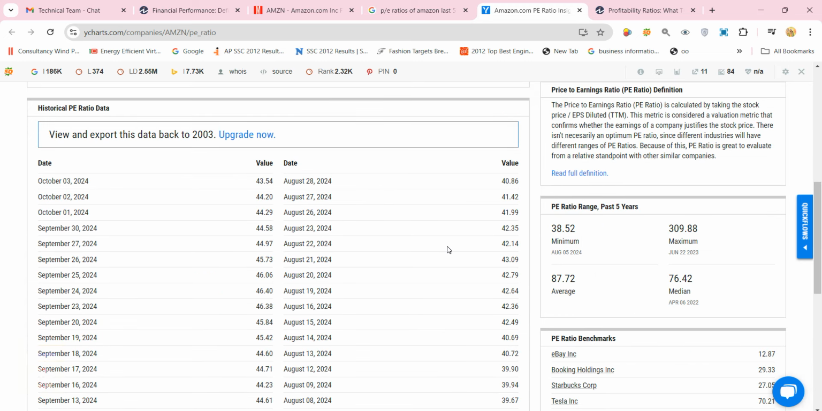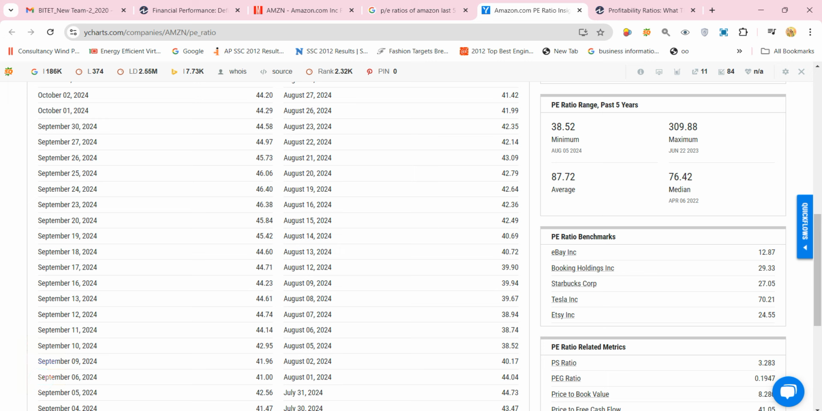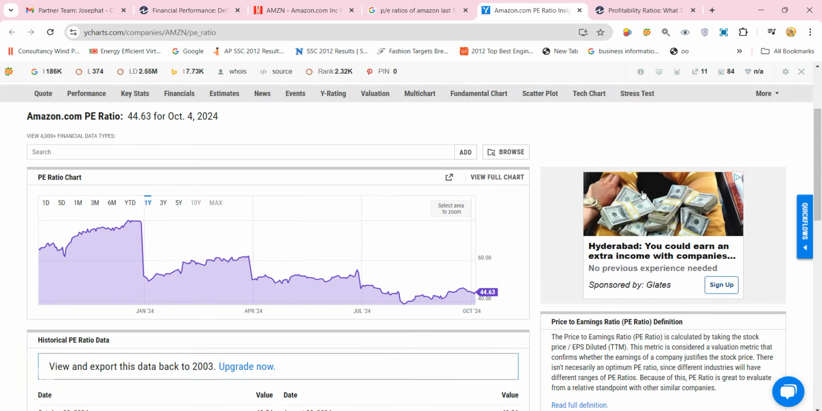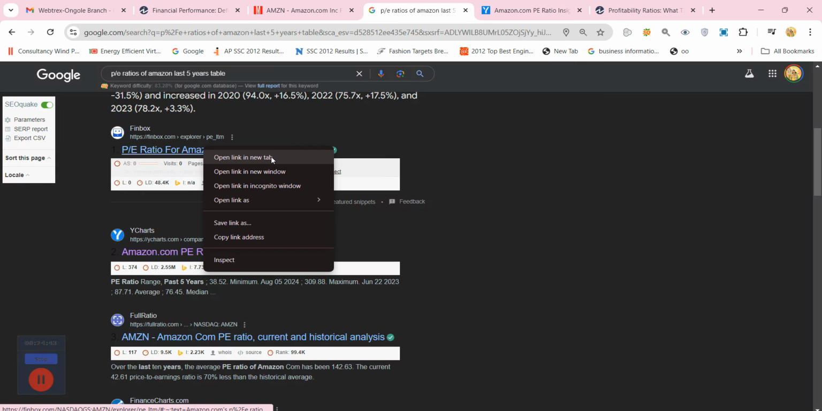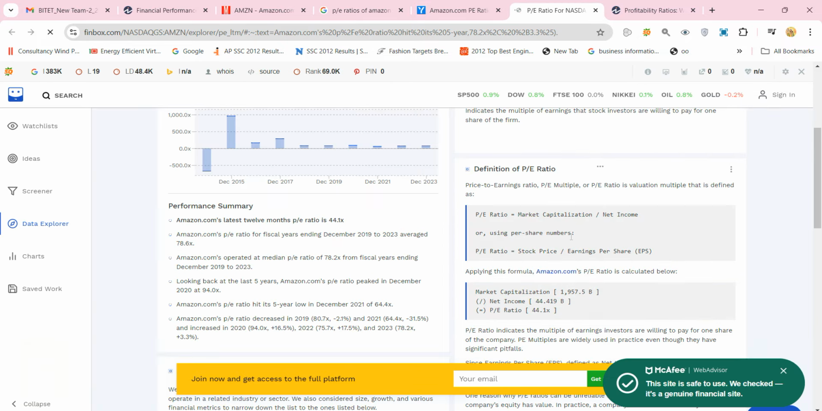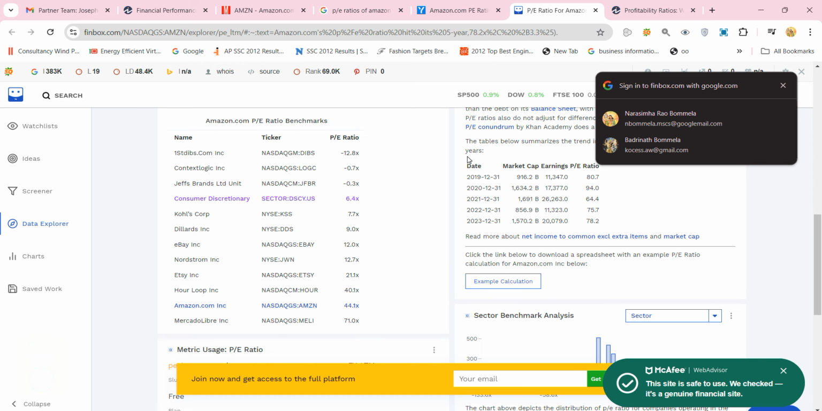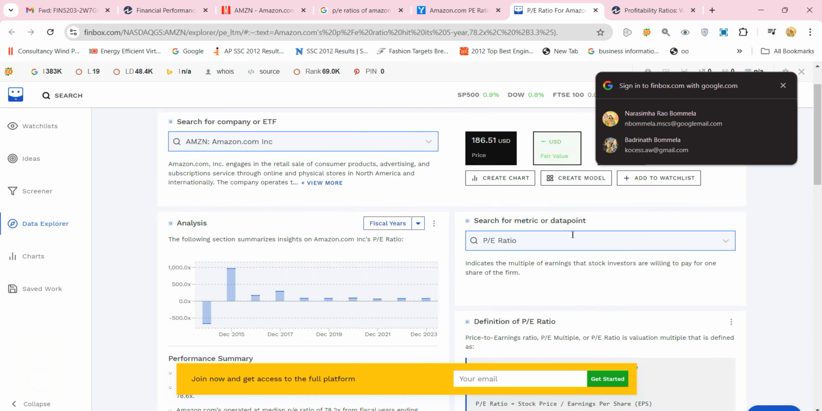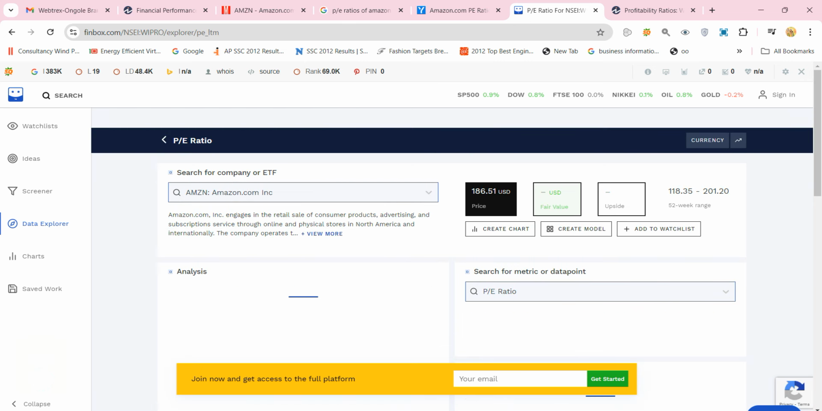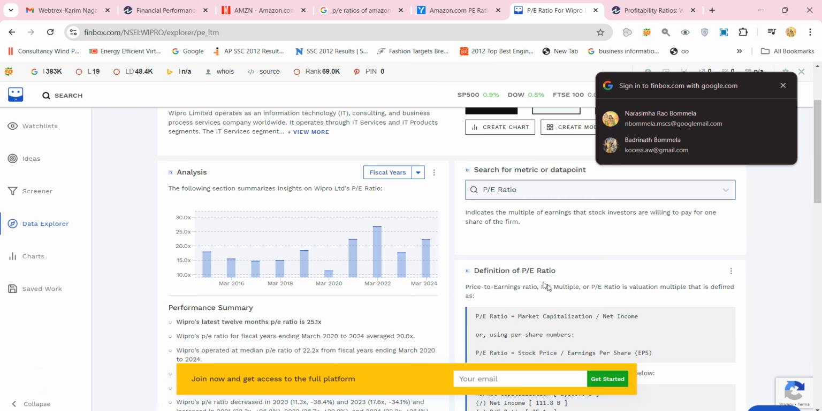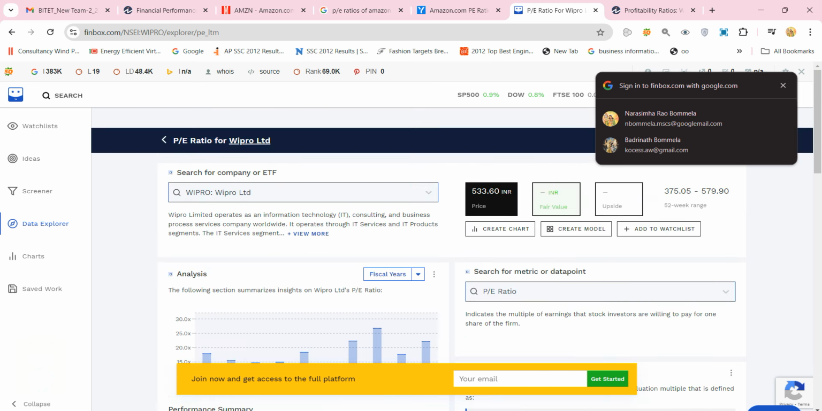P by E ratio for last 5 years. I don't see it here, so let's see in another one. This one I have the value. Finbox is generating the value, but anyhow, you can cross check on the internet. You can get some values like this. So this is in Finbox. Just check for some other company, you can get a P by E ratio value.